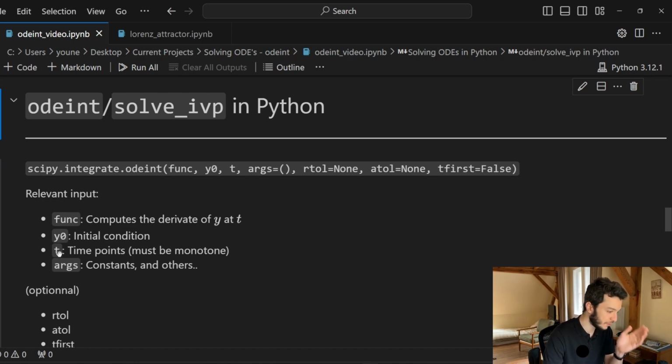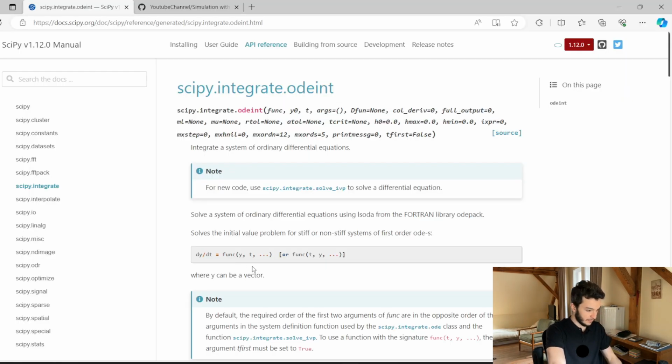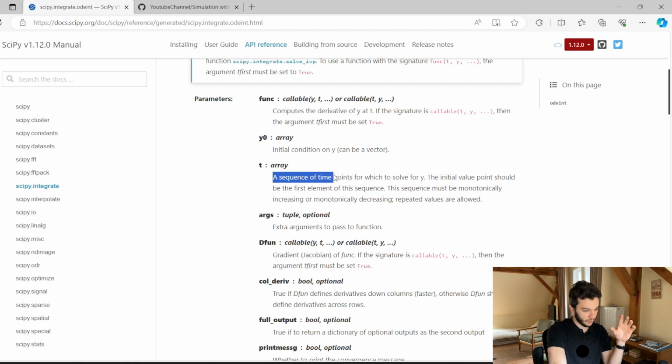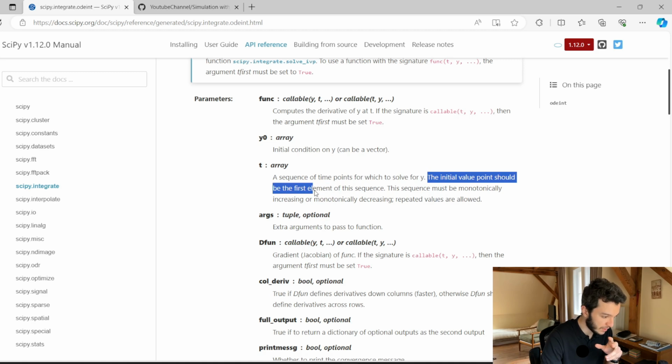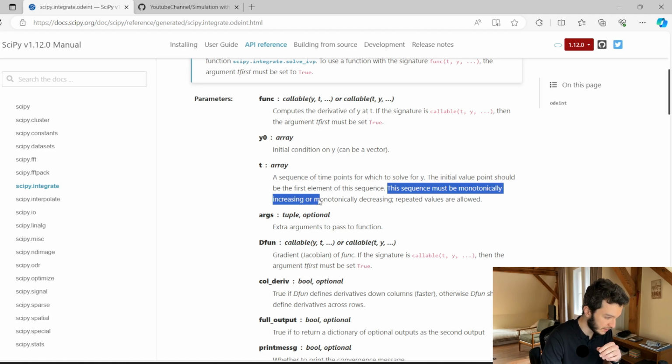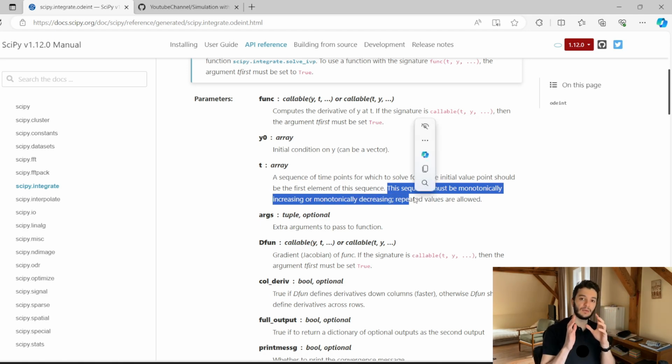So this can be either t goes from 0 to 10 seconds or x goes from 0 to 10 meters, for example. Now keep in mind that when you use odeint, this t parameter has to be monotone. So if I come back here, now the t array is a sequence of time points for which to solve for y. Now here they say that the initial value point should be the first element of this sequence, monotonically increasing or decreasing. So in a way, repeated values are not allowed when you use odeint. So your time points have either to be continuously decreasing or increasing.